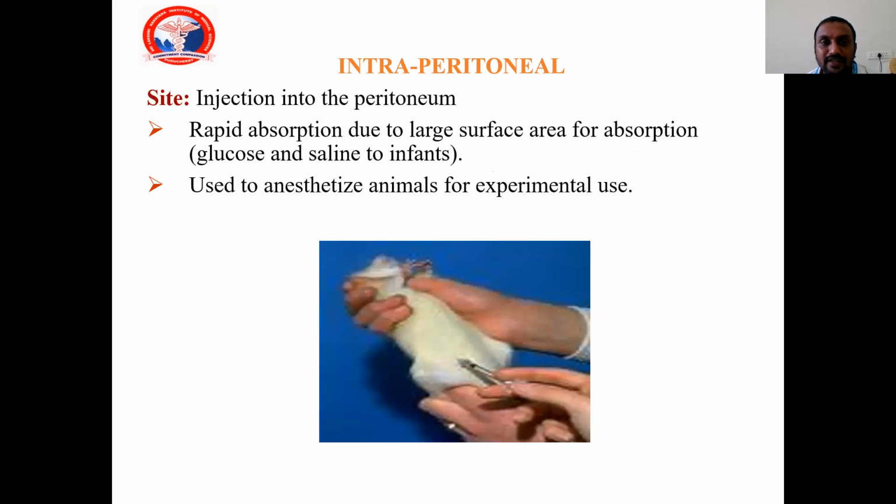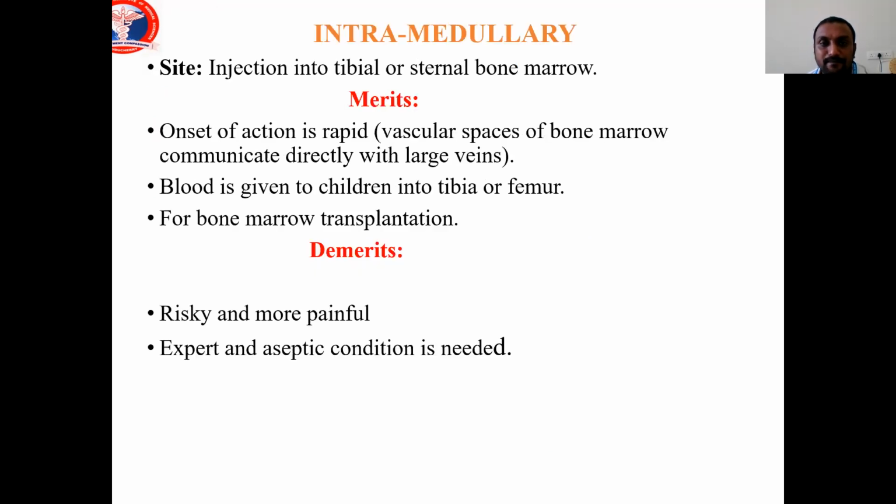Intraperitoneal route, where the drug is injected into the peritoneum. This intraperitoneal route is commonly used in animals for experimental use, where there is rapid absorption due to the large surface area for absorption of a drug. So this is commonly used to anesthetize the animals.